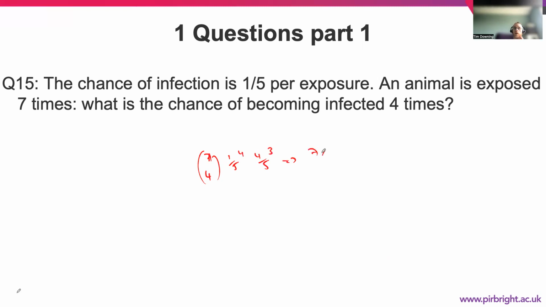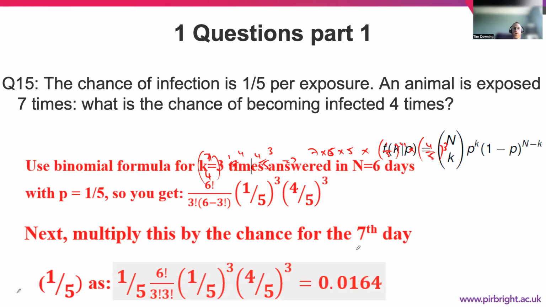So you've got 7 by 6 by 5 as a numerator, by 1/5 to the power of 4 by 4/5 to the power of 3. So if we work this out, as shown here, we get a value of 1.6% with that exact value.